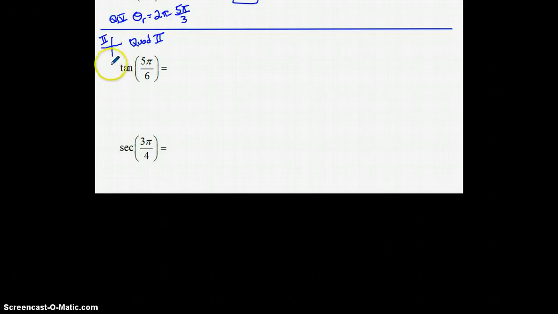Sine is positive, and cosine is negative. Therefore, sine over cosine is going to be negative. So, in quadrant 2, tangent is less than, well, it's negative. So that's okay. Tangent is negative in quadrant 2. So we've just got to figure out the reference angle.